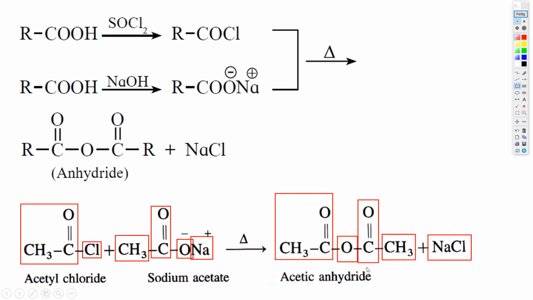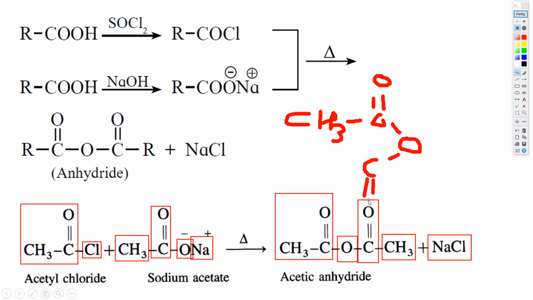This is the acid anhydride. I already showed you how to write the structure of acetic anhydride in the previous reaction. Acetic anhydride: CH3 C double bond O, like this. The structure is like this: CH3, C double bond O, C double bond O, and CH3. You can write this structure like this. This is acetic anhydride.